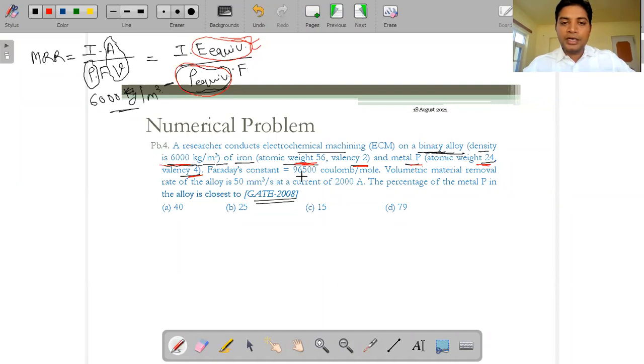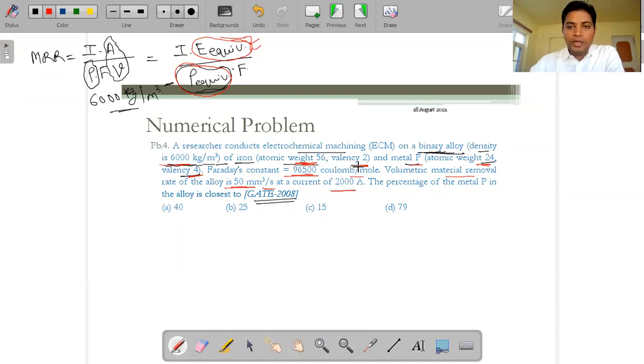Next, Faraday's constant is 96,000 coulombs per mole, which is given to you. The volumetric material removal rate of the alloy is 550 mm cube per second at a current of 200 ampere.